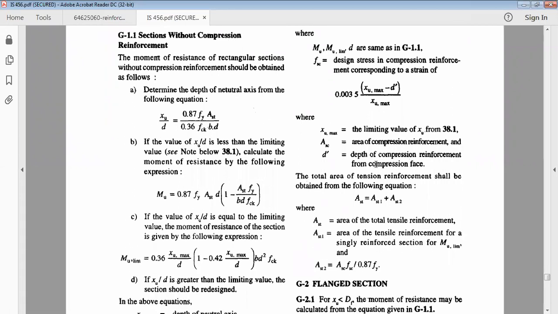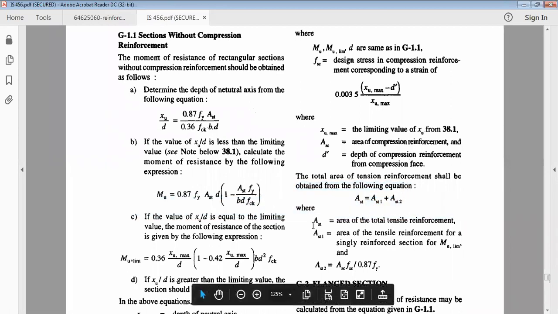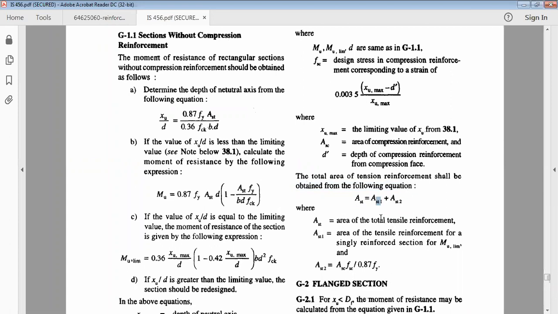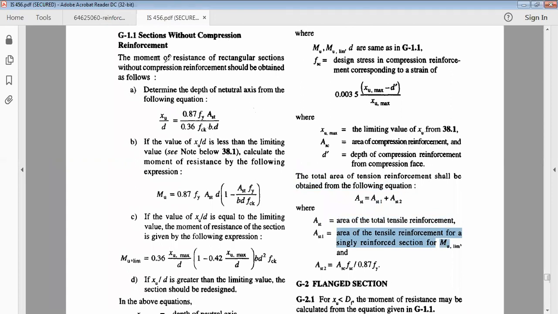But before going into that, go to this line: the total area of tension reinforcement shall be obtained from the following equation. AST is AST1 plus AST2. Now AST is the total area of tension reinforcement. AST1 is the area of tensile reinforcement for a singly reinforced section for Mu limiting, which I was just talking about. AST1 is equal to AST limiting, which I was just telling you. So AST1 here in the code is AST limiting.